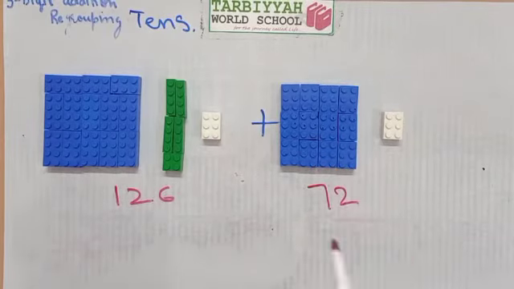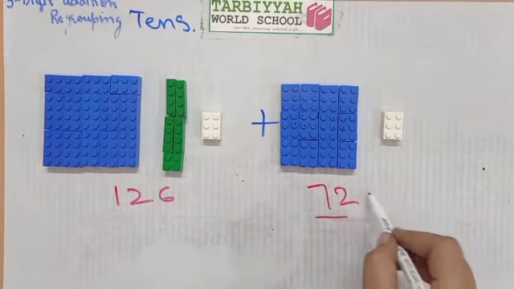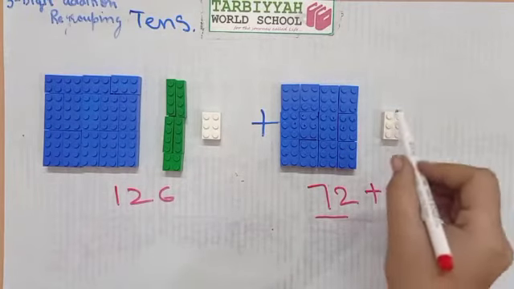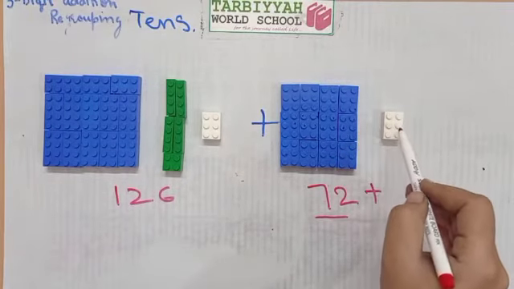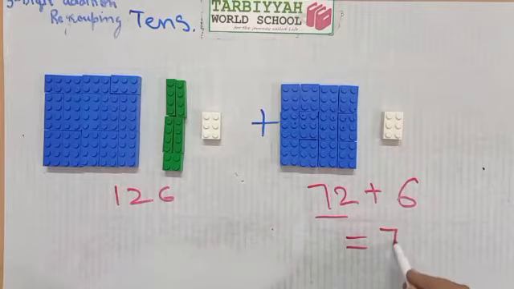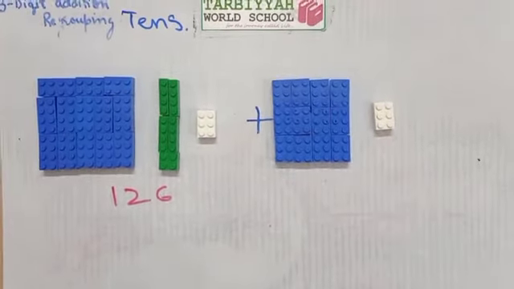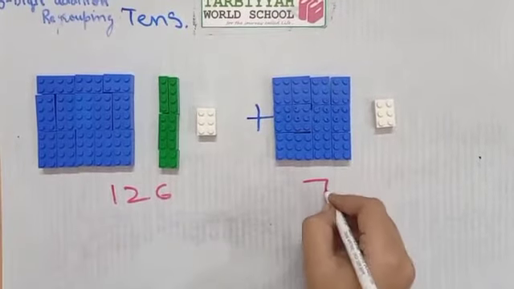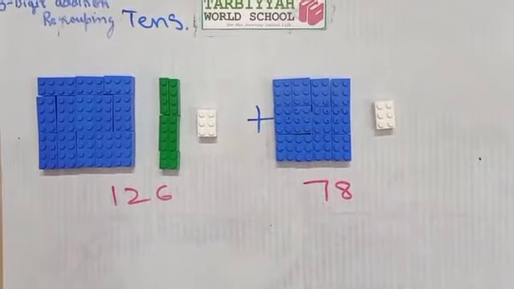So these blue blocks we have 72 and we have to add these white ones also: 1, 2, 3, 4, 5, 6. So 72 plus 6 is what? 78. So the second number is 78.